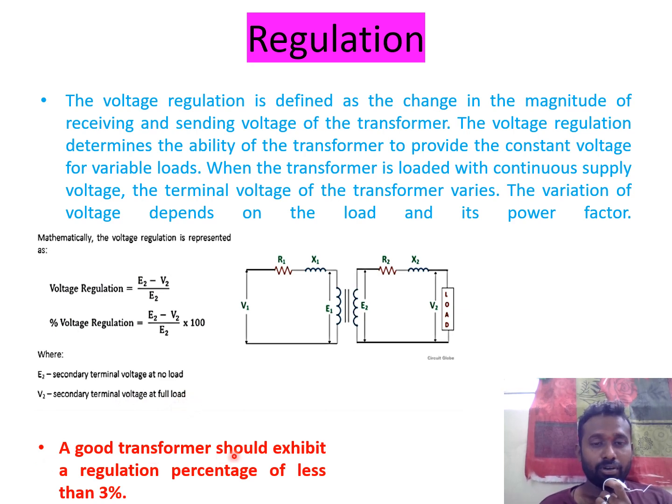A good transformer should exhibit a regulation percentage of less than 3. That means the regulation percentage must be very small. If the regulation percentage is very small, then we can say that it's a very good transformer.